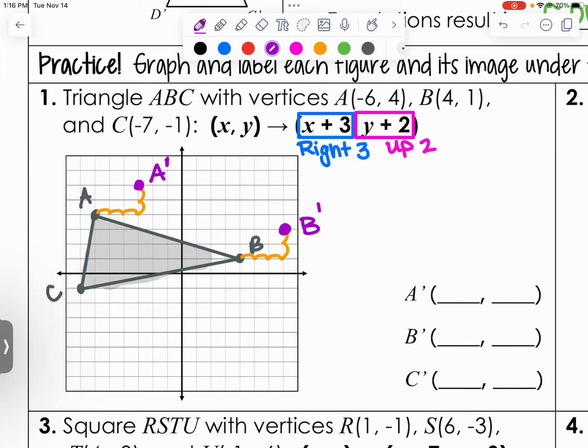Now we're going to take C and we're going to go right 3 and up 2. Do your best. Right 3, up 2. So notice when we connect the 3 dots, it looks exactly the same. It's just moved right 3 and up 2.